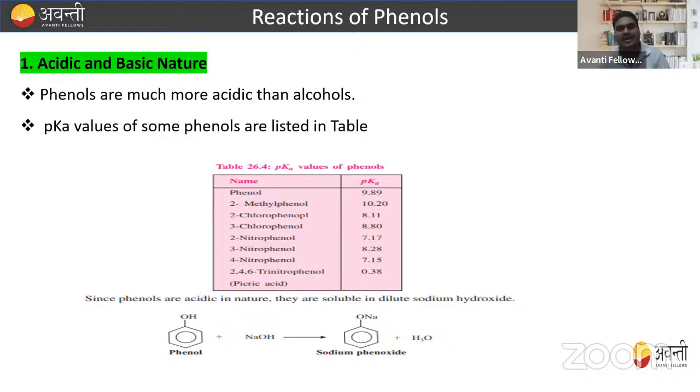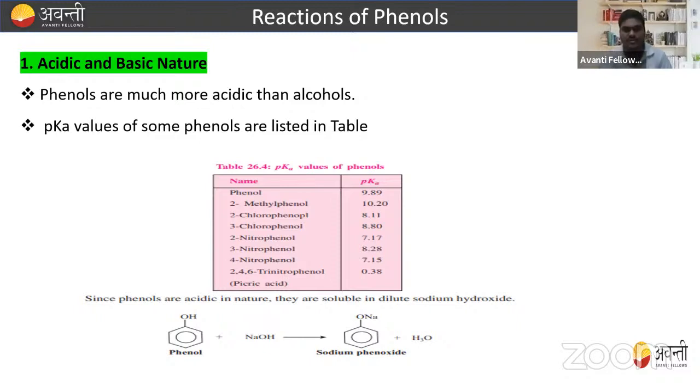Or we say the pK value of some phenols are listed below. For example, 2-methylphenol, 2-chlorophenol, 2-nitrophenol, 3-nitrophenol, 4-nitrophenol, 2,4,6-trinitrophenol. So their pK value is given. We know that the higher the pK value, the lower the Ka value. So the lowest pK value is for picric acid, or we say 2,4,6-trinitrophenol. So this will be with a very good acidic nature, right? Since phenols are acidic in nature, they are soluble in dilute sodium hydroxide like NaOH.